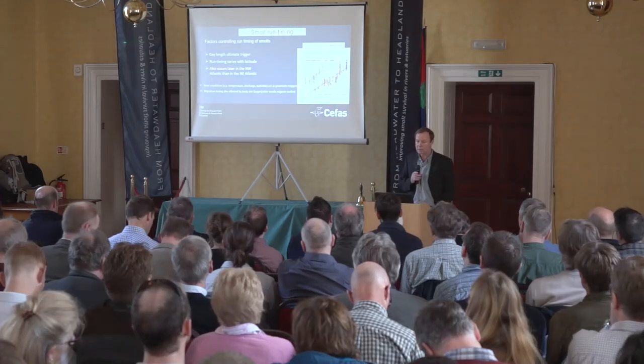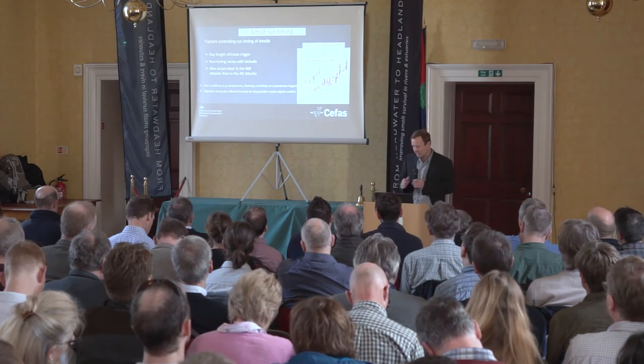And again, river conditions such as temperature, discharge, turbidity, these act as the triggers for the smolt migration. And then migration timing is also affected by the body size of the fish. Generally, in a lot of populations, the larger and the older smolts tend to migrate a lot earlier.